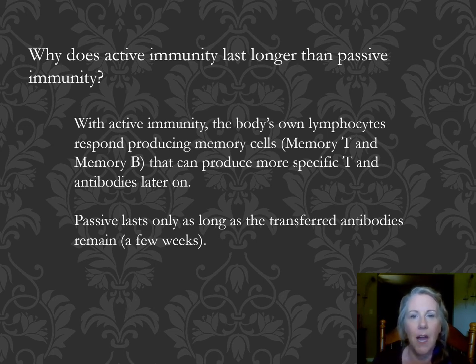With active immunity, the body's own lymphocytes respond by producing memory cells. They're going to produce memory T cells and memory B cells that can produce even more specific T cells and antibodies later on. Before we move on to the second part of this answer, this reminds you of cell-mediated immunity and antibody-mediated immunity, because with active immunity you're going to stimulate one or the other, hopefully both. With cell-mediated immunity, you get three major types of T cells: cytotoxic T cells, helper T cells, and then memory T cells, right?